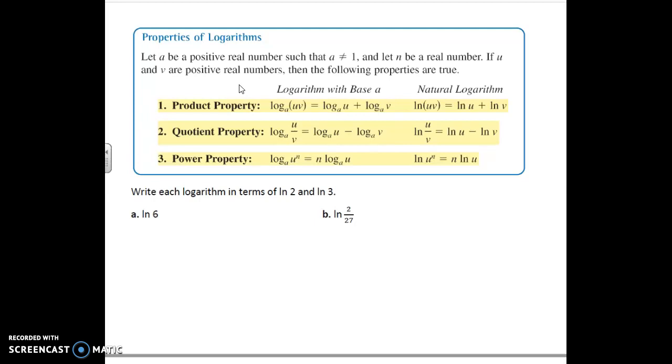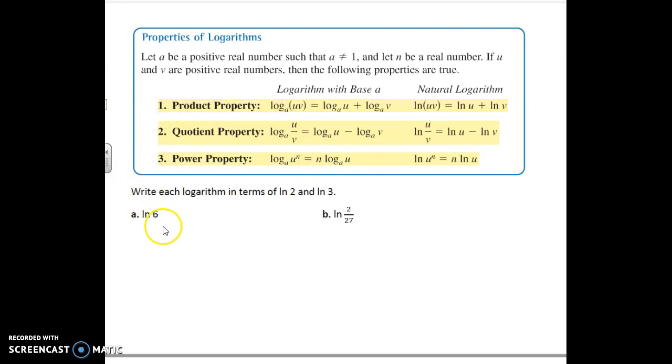Each one of these properties is so because logarithms are inverses of exponentials. Please don't forget that. We convert the product inside of a logarithm into addition. We convert the ratio or division inside of a logarithm into a difference. Whenever you have a power inside of a logarithm, that power could be taken outside as a coefficient. Let's see how that works in an example.